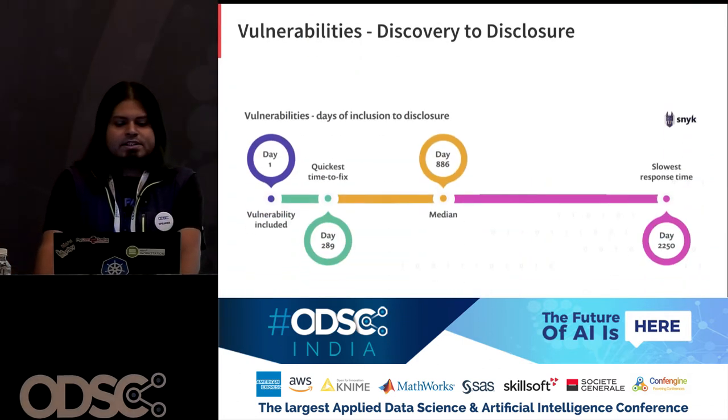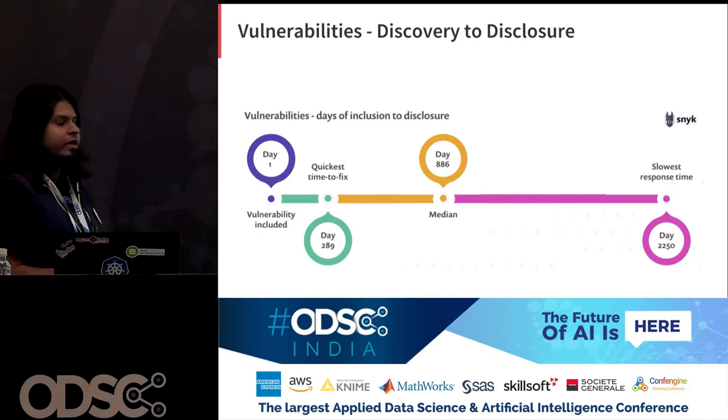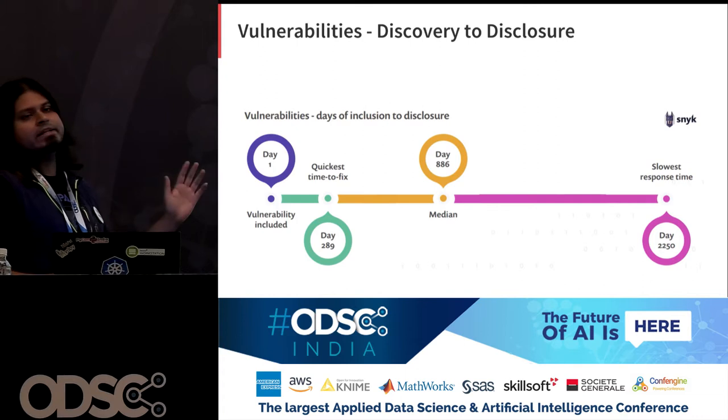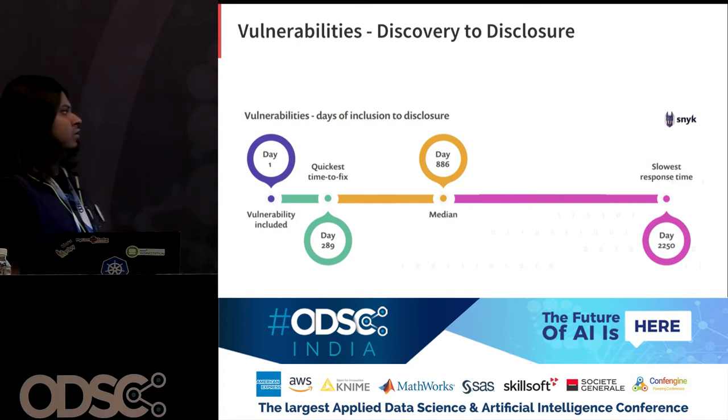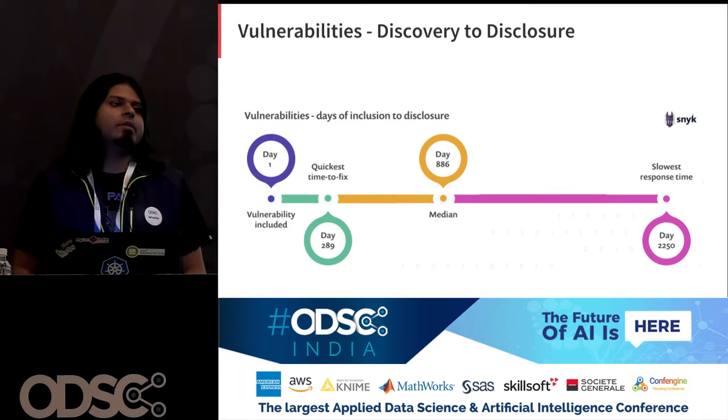So coming to the business significance, I already covered this, right? When a vulnerability is already present, by the time the fix comes out, the median time to fix it and put it out and publicly disclose it, or maybe sometimes they silently just fix it, is close to 886 days. So this is really bad. A lot of damage can be done in 2 years, right?